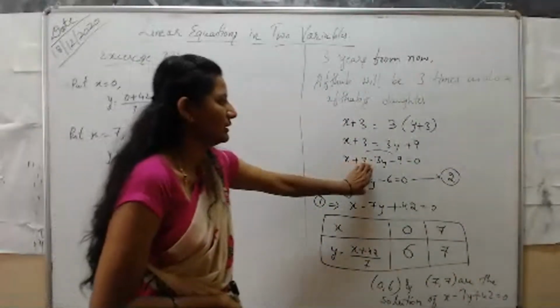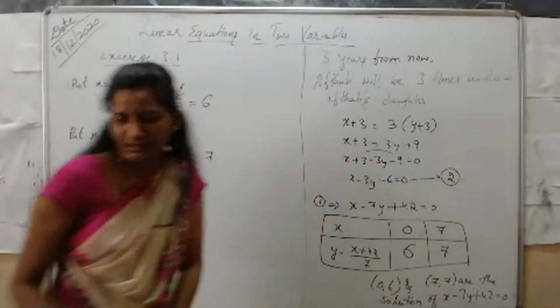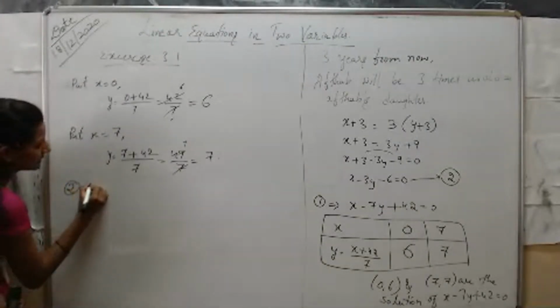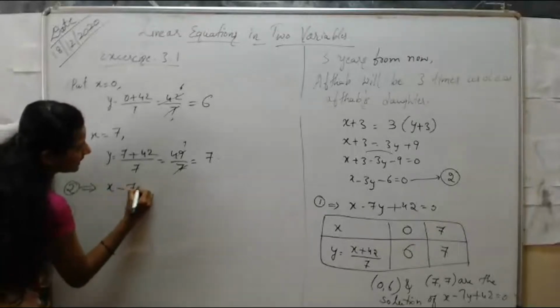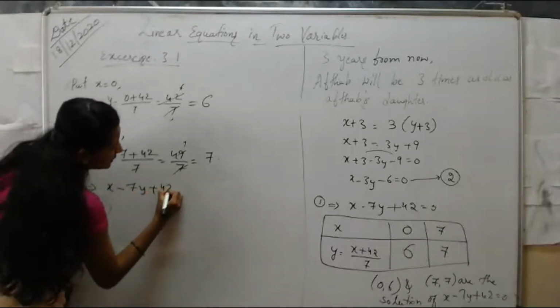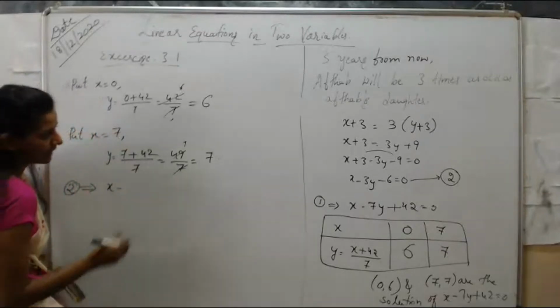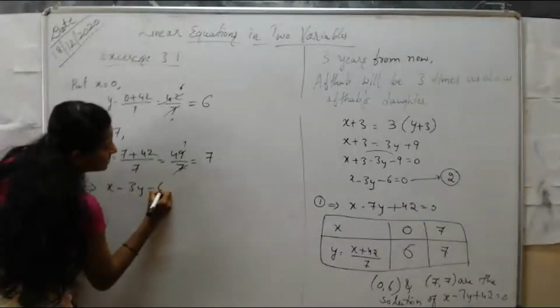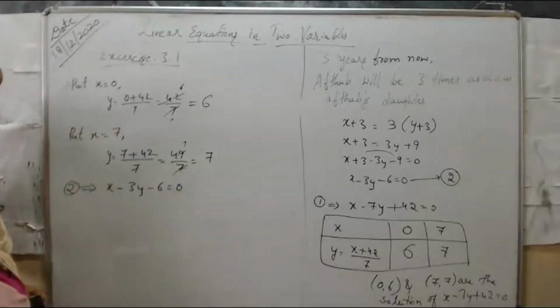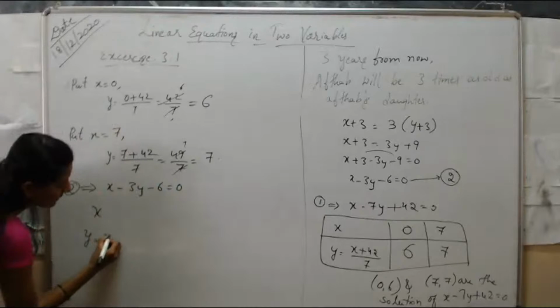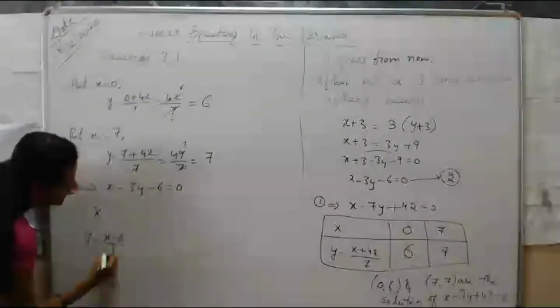Similarly, we have to solve this. Equation 2: x minus 3y minus 6 is equal to 0. What we have to do? Again, we have to put some values. What is y here? y is equal to (x minus 6) by 3.